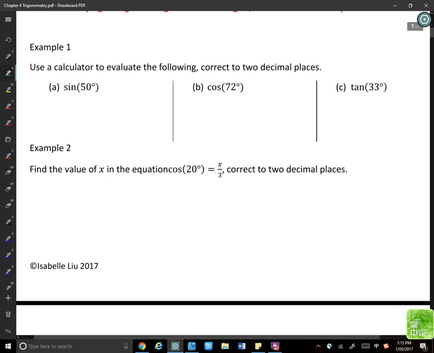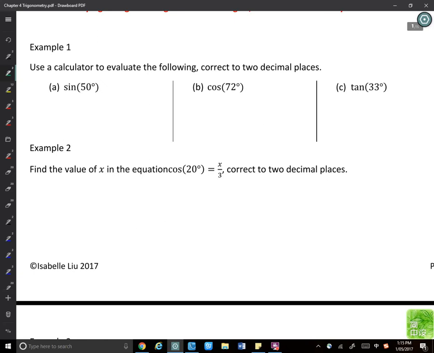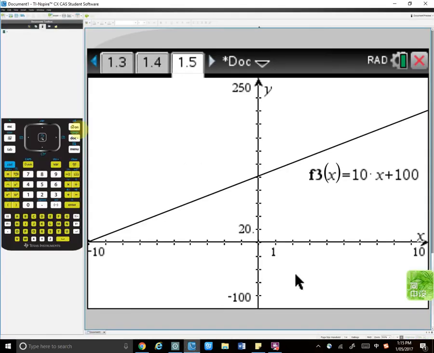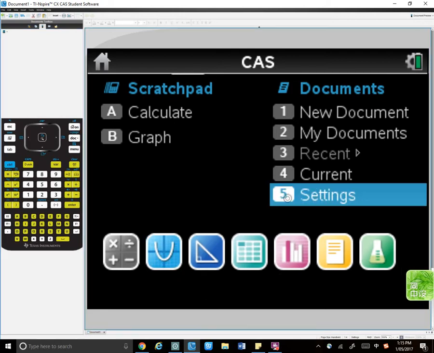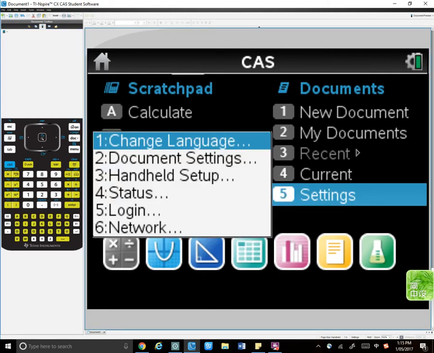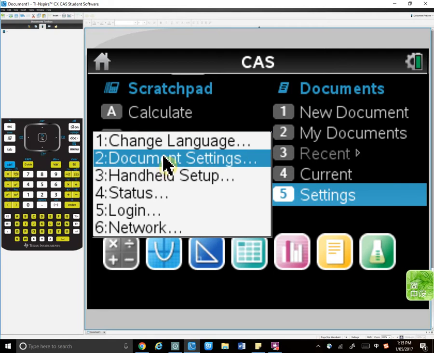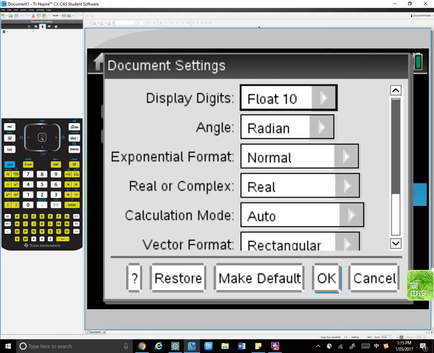Example 1 is easy. Use a calculator to evaluate the following, correct to 2 decimal places. Sine 50 degrees. First of all, in your calculator, go to the front page. In this calculator, you will have a setting page, number 5, and then you have a document setting. I have explained before, or if you watch the video, you can see at the beginning the display digit.